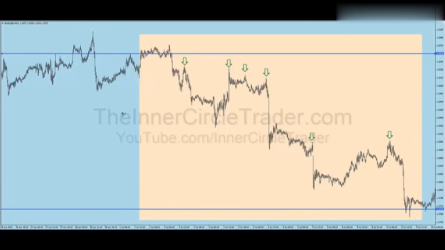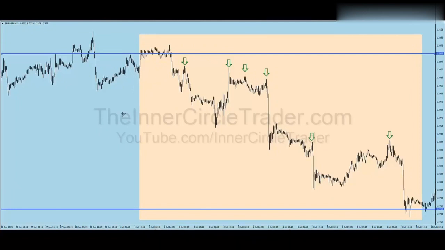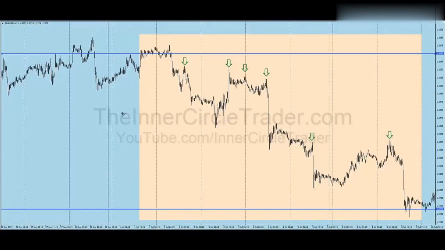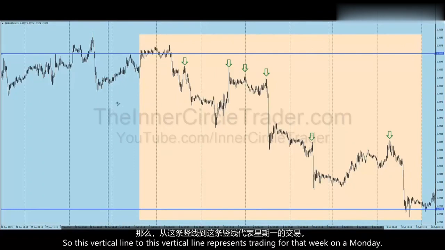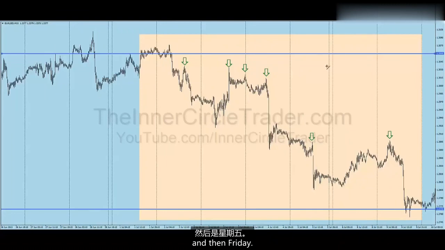Okay, so we're going to introduce also support and resistance, but before we do that, we have to break our chart down into time and day of the week. Now the double lines represent Sunday, so this vertical line to this vertical line represents trading for that week on a Monday. From this vertical line to this vertical line represents Tuesday. This vertical line to this vertical line is Wednesday, and this is Thursday's trading, and then Friday, then we go into a new week on Sunday.